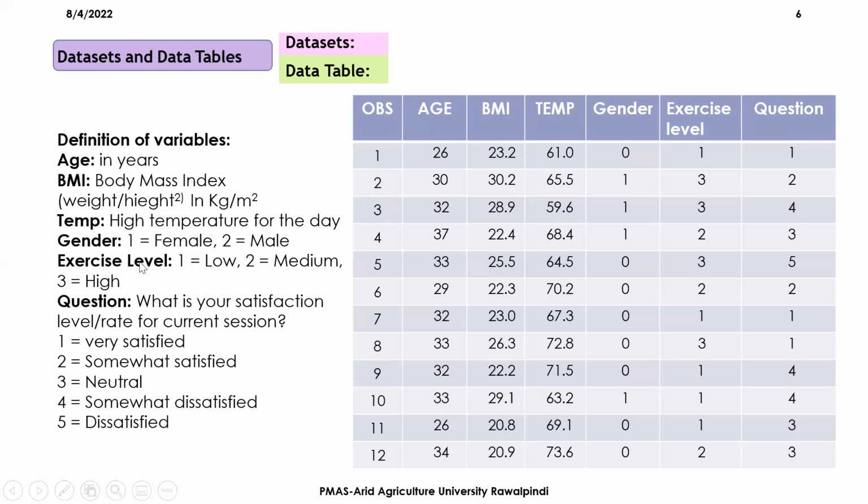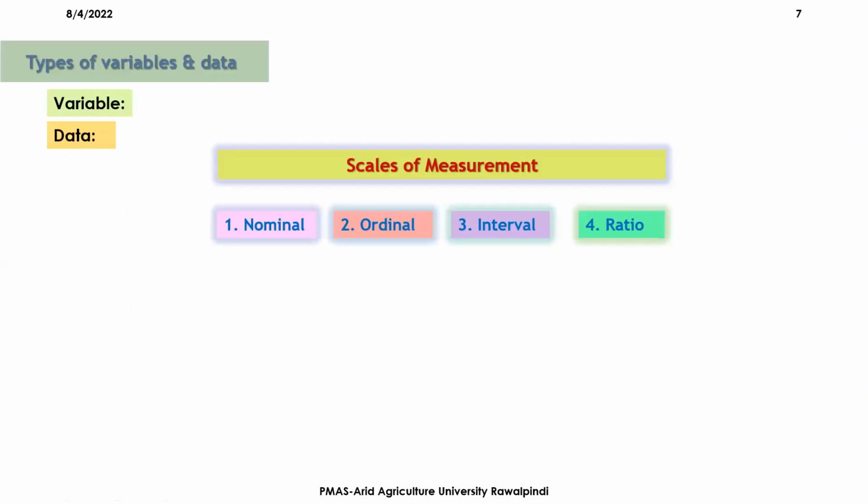On the left, there is a data set, and on the right, there is a data table. For example, age in years, I show in the second column. From top to bottom, there is age in years, which can be measured in years, and body mass index, which is weight divided by height squared. So this is the difference between a data set and a data table.